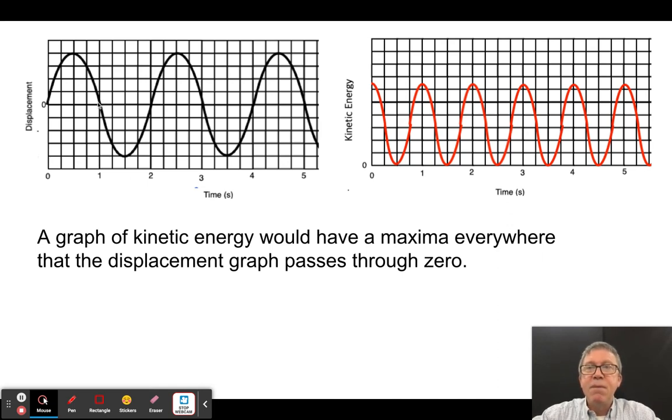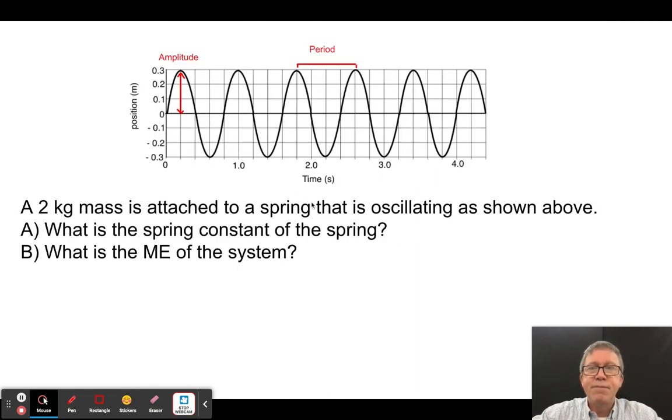At 1, I have my maximum kinetic energy because the displacement is 0. So at 1, I have maximum kinetic energy. So you can see my period is 1 second rather than 2 seconds. It's the same thing because every time I pass through equilibrium, I'm at maximum kinetic energy.